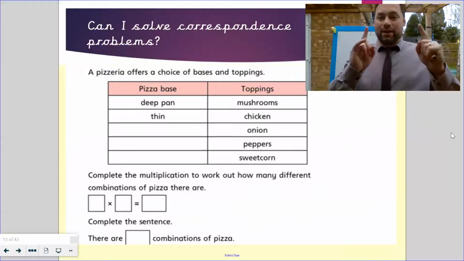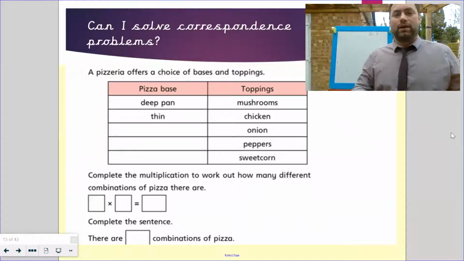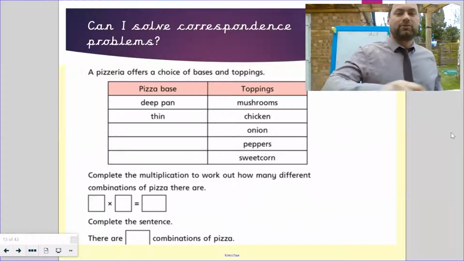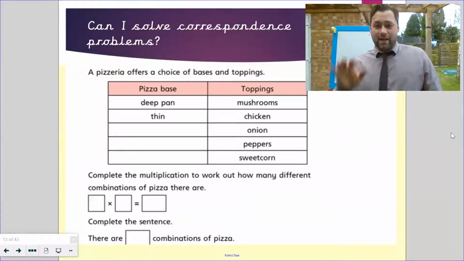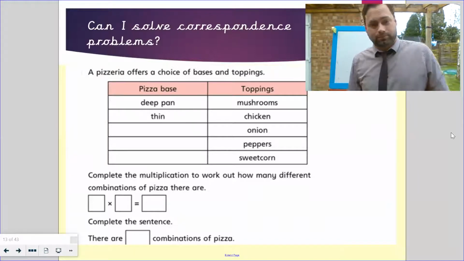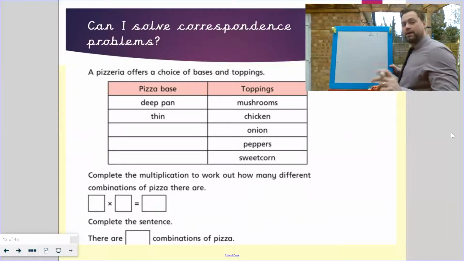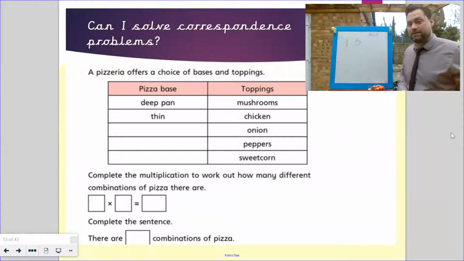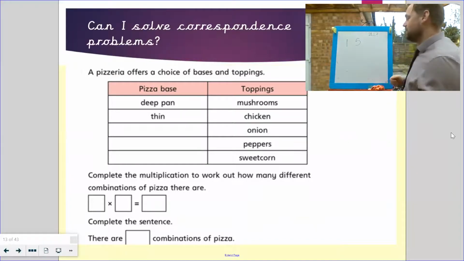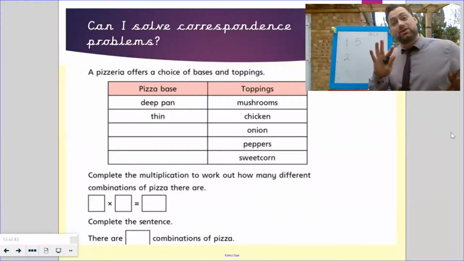So let's do the first one first. Let's look at deep pan. Deep pan, we're gonna have mushroom, chicken, onion, peppers, and sweet corn. So we have 5 toppings that we can choose from in total. That's 5 toppings for deep pan. So for deep pan, we've got one base, we have 5 different toppings. Now, let's include thin base into that now. So now we've got 2 bases. How many fillings have we got to choose from? We've still got 5, that's right.